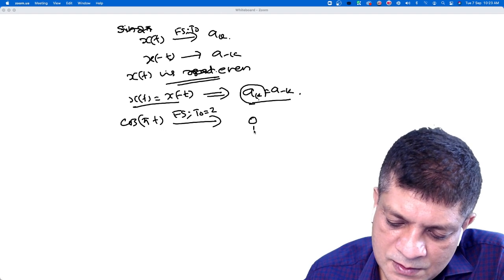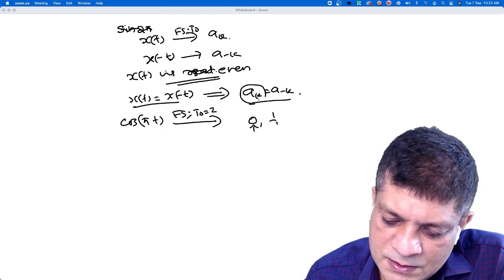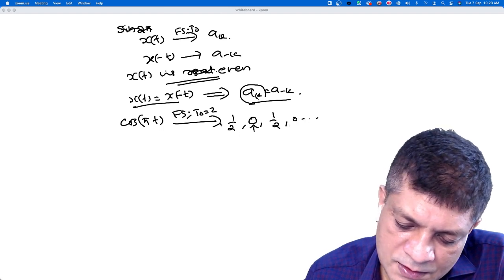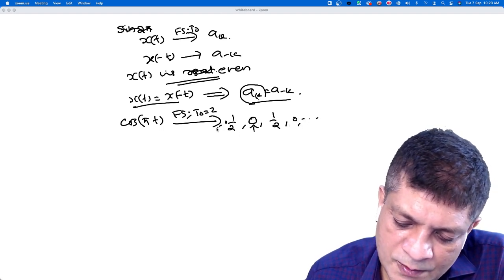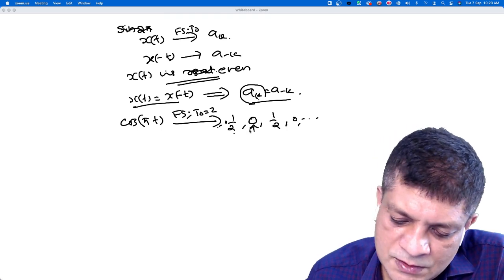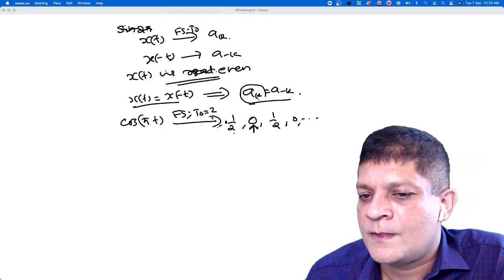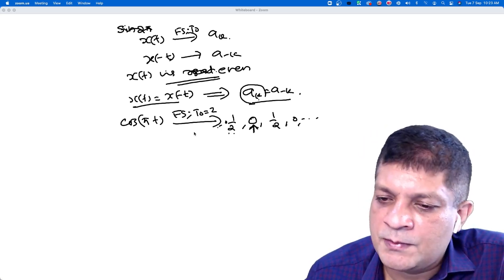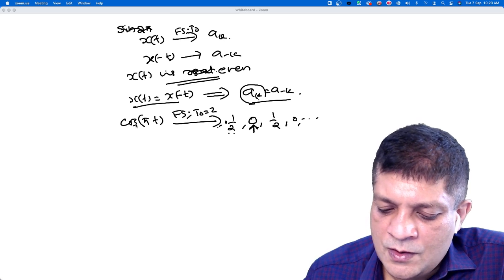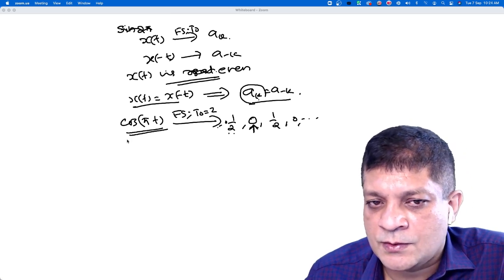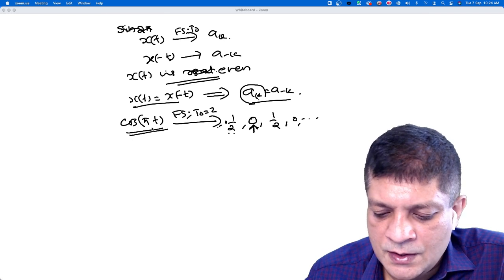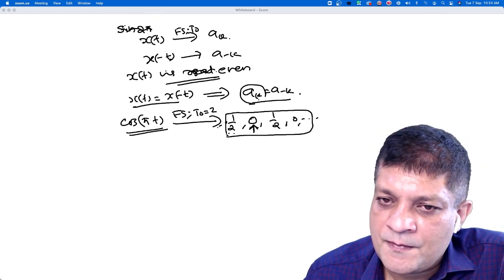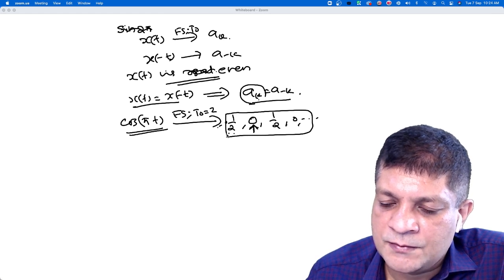So let me denote the simplified notation. The rest of the values are 0. Only 2 non-zero values. This I am denoting by the 0th value, then 1 by 2, 1 by 2. This is an even signal, isn't it? Cos pi t is an even signal. And is this an even function of k? Is it a discrete sequence, an even sequence?